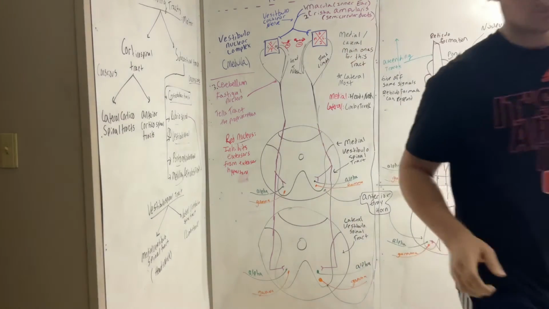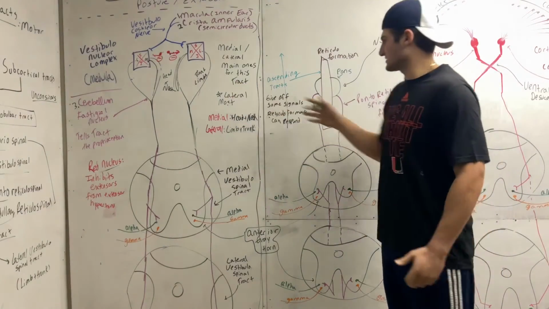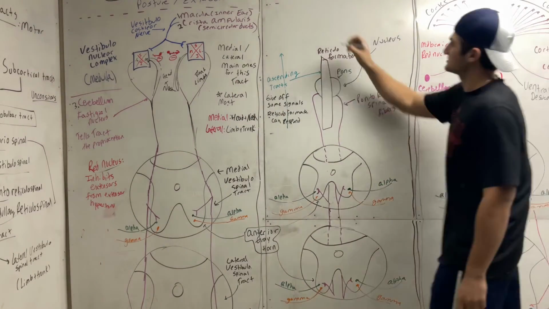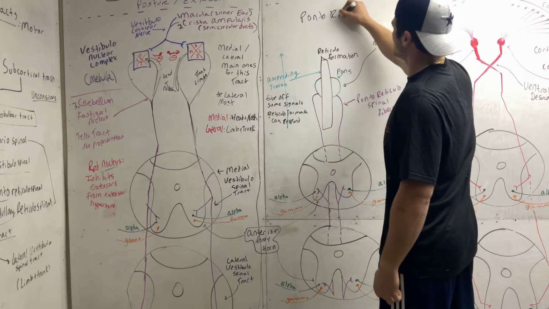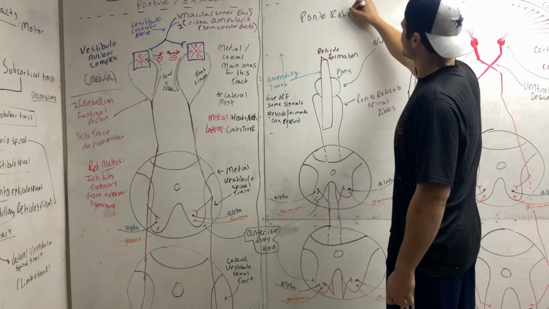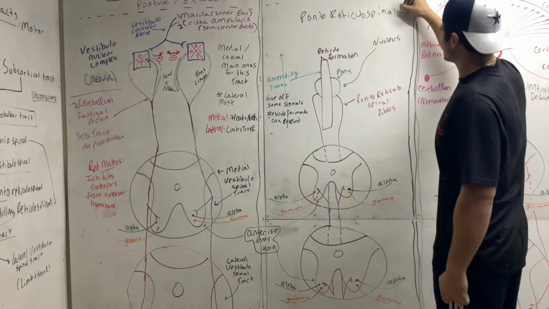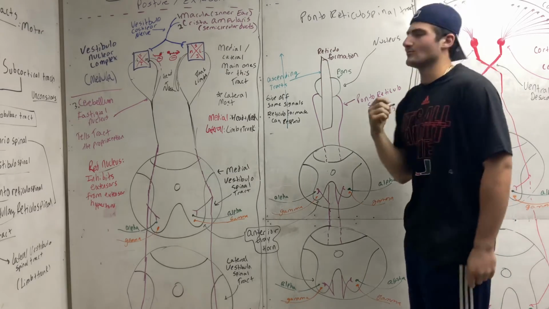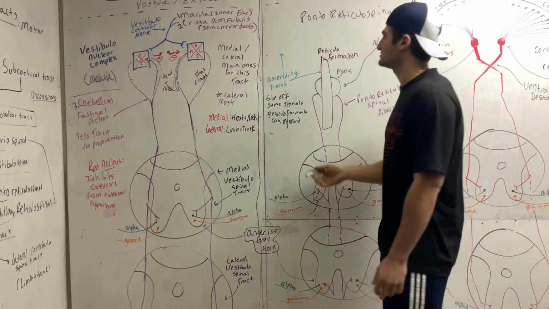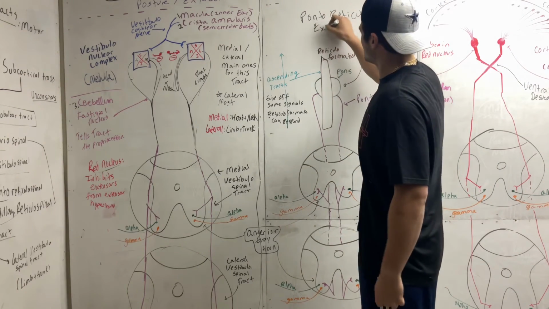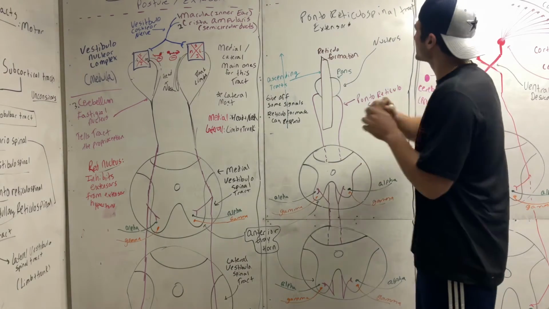So what did I say? We're going to do these together, right? What is this one going to be? This is the pontoreticulospinal tract. And what is it going to target? Well, if it's doing the same thing as the vestibulospinal tract, it's going to target extensors. Now, think of the name.